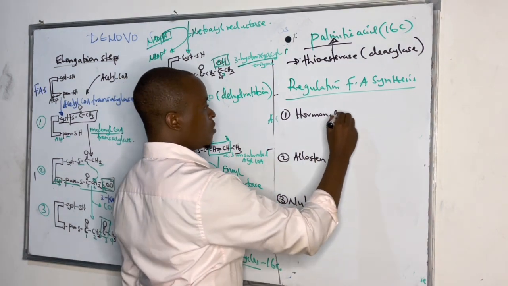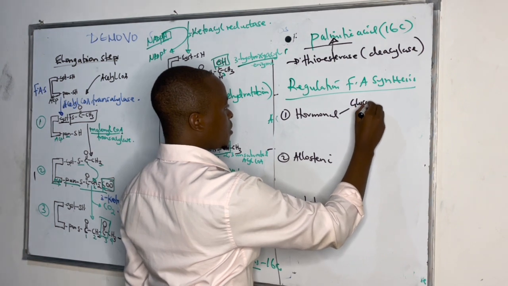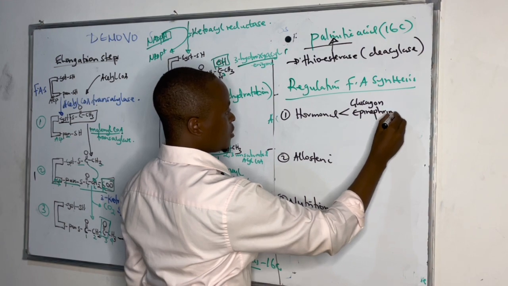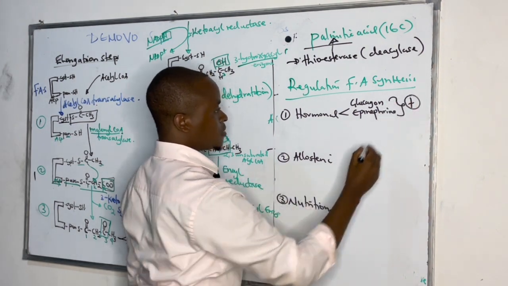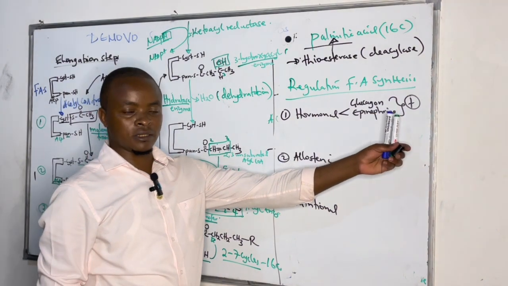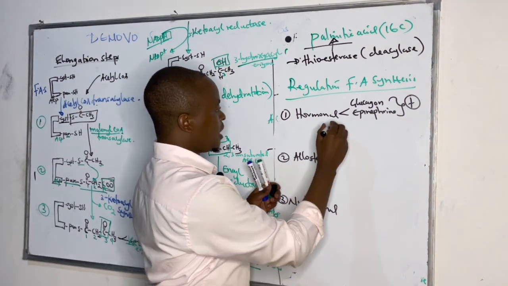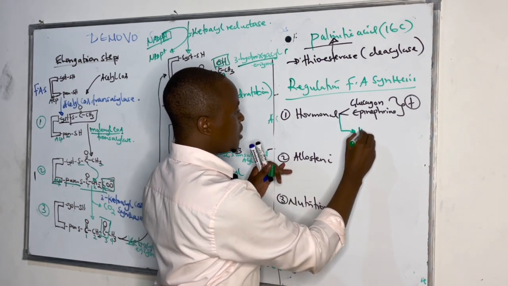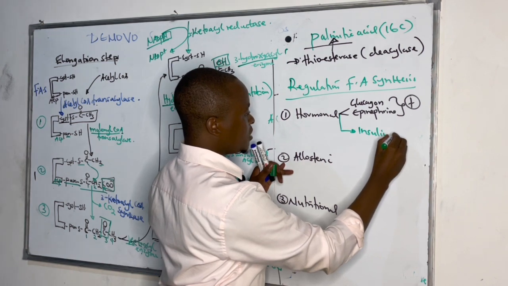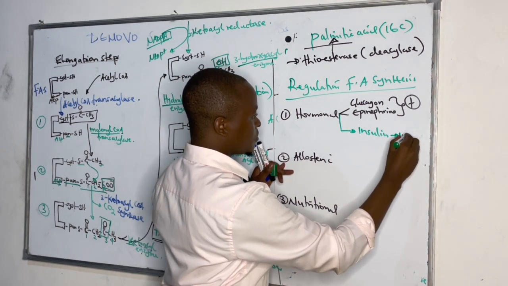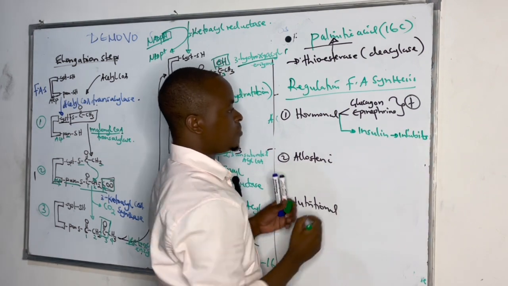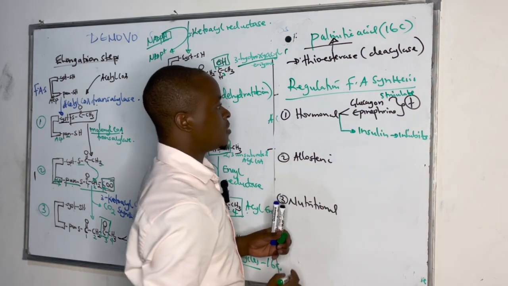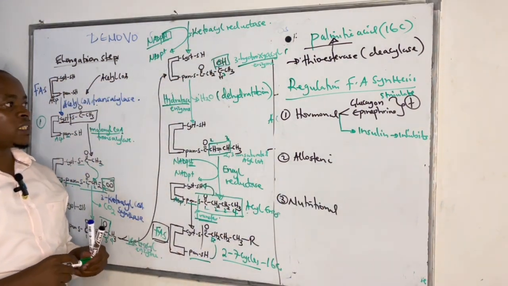Under hormonal regulation, we have hormones like glucagon and epinephrine. Glucagon and epinephrine stimulate fatty acid synthesis, whereas a hormone like insulin inhibits lipogenesis. So that is hormonal control.